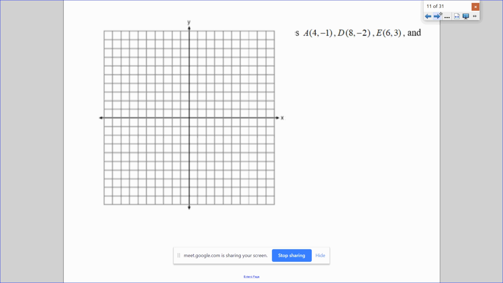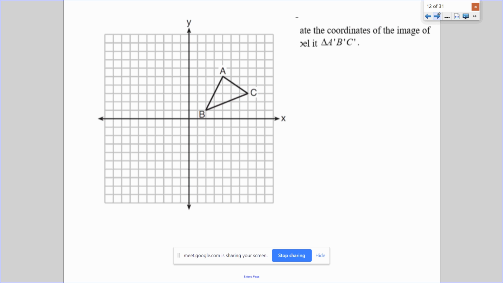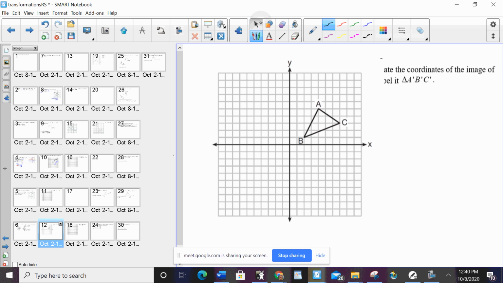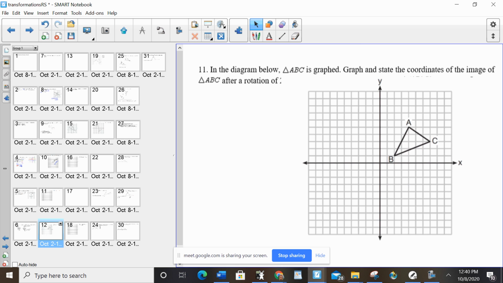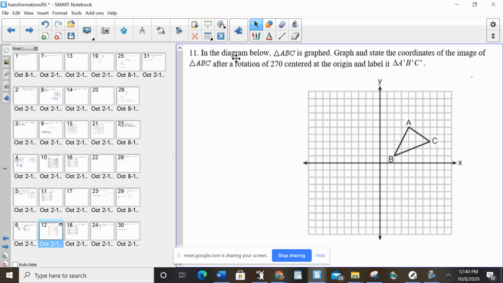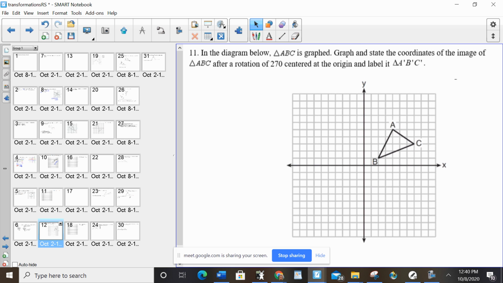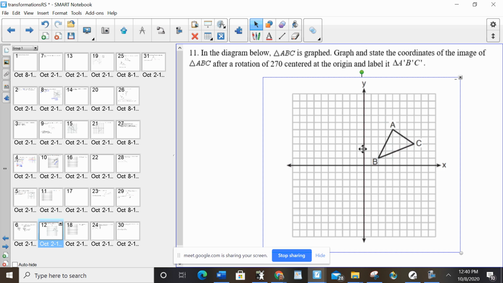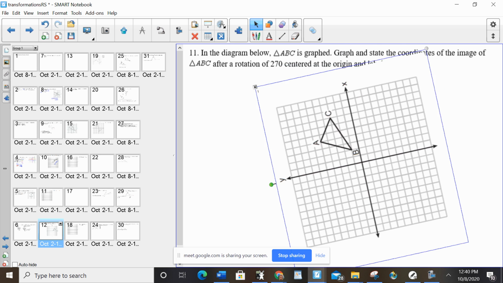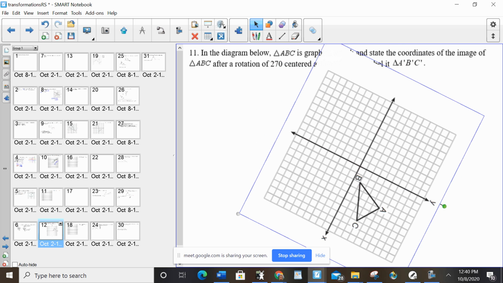Number 10 is a second example of that. Number 11, I'm guessing, is something different. It wants a rotation of 270. So rotation is a turn. To do a rotation, I'm physically going to turn my paper. Now, positive rotations are always counterclockwise to the left. So this would be 90, 180, 270.